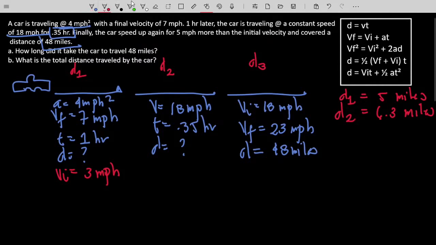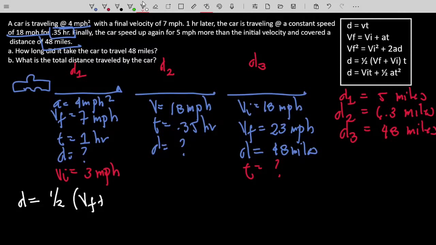So for our part 3, we already have the given value, which is 48 miles. But the question here is, how long did it take the car to travel 48 miles? So therefore, what we're trying to look for is your time. We could actually use this formula right here to get the value of our time. Now let's rewrite the formula. Again, displacement is equal to 1/2 multiplied by final velocity plus initial velocity, then multiplied by time.